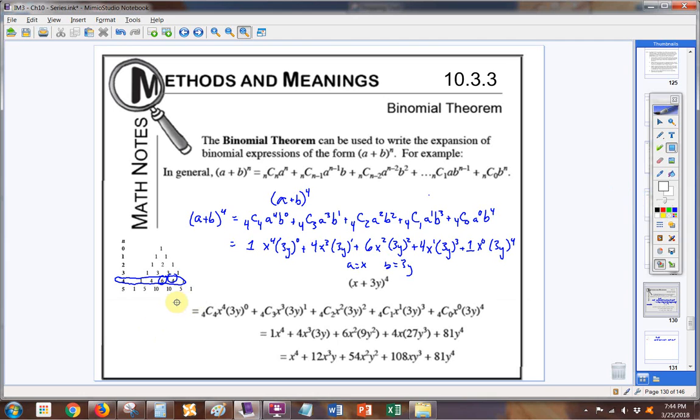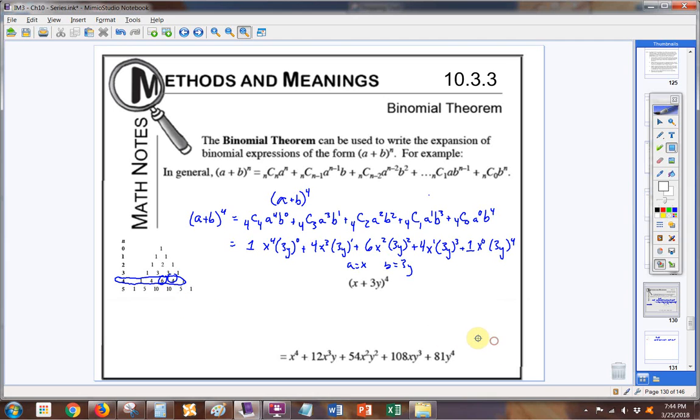Let's give ourselves some more room. We'll go ahead and leave the final answer visible there as we expand it, just to check our work as we go along and make sure we do it all correctly. So keep simplifying this. 1 times x to the 4th times 1 is just going to be x to the 4th. 4 times x to the 3rd times 3y. Well, 4 times 3 is 12. That gives us 12x^3 y.